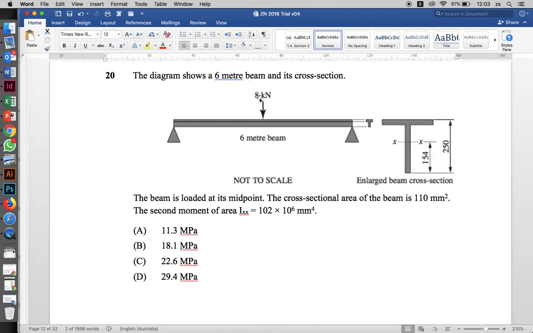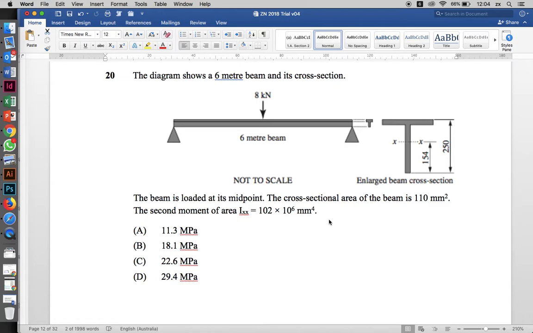It's PL on 4, so it's going to be 8 times 6 divided by 4, which is going to be 12 kilonewton meters. That's what would have been our M, 12 kilonewton meters, or 12 times 10 to the 6, multiplied by Y, so we go with big Y, 154. 12 times 154, all divided by 10 to the 6. So it's actually 12 times 10 to the 6 times 150 divided by 102 times 10 to the 6. The two 10 to the 6's cancel out, so that gives us our answer.